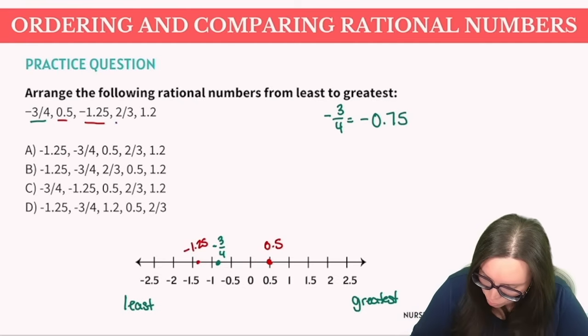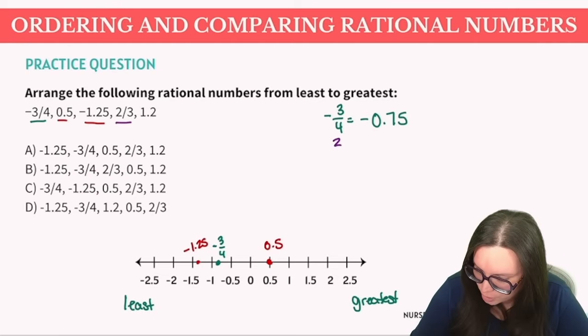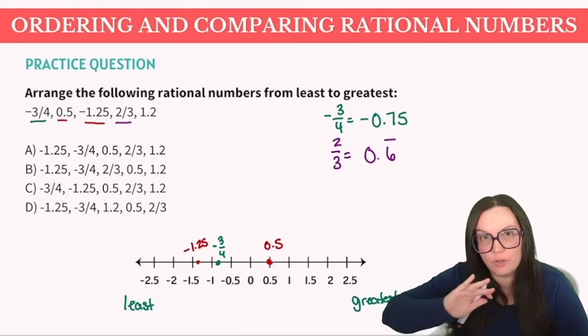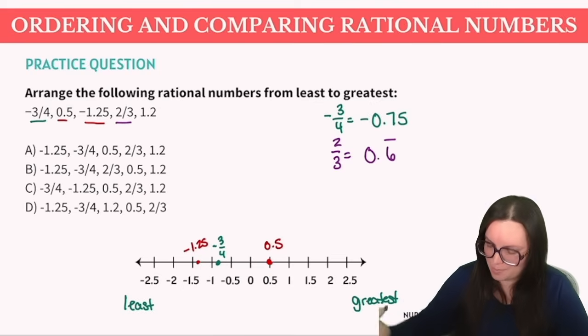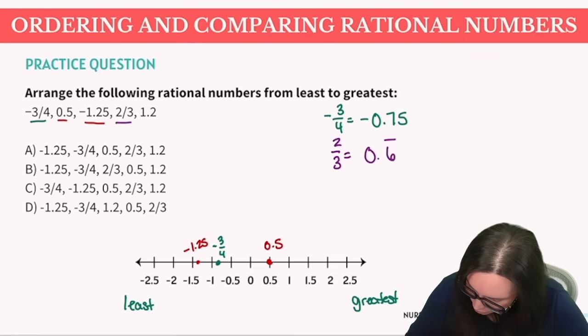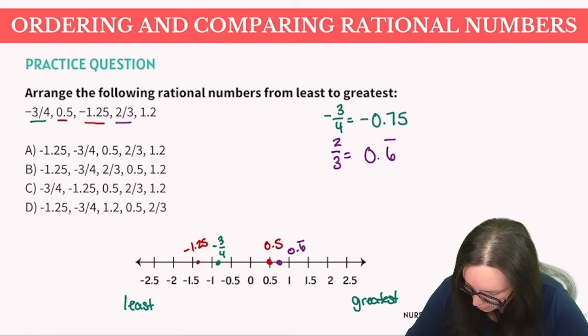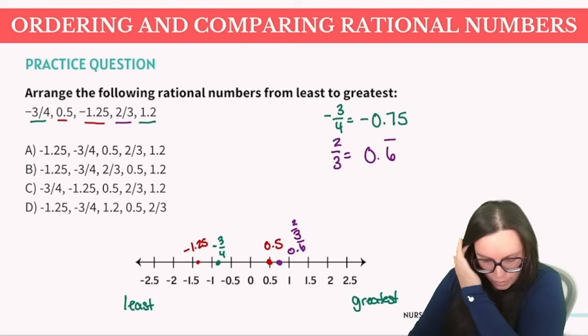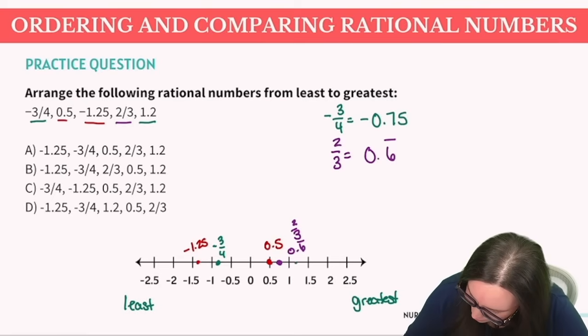Next we have 2/3. As we know, 2 divided by 3 is equal to 0.6 with a bar above it, because it goes on indefinitely with 6 in the same pattern. So 0.6 repeating is just going to be a smidge over here to the right of our 0.5. We'll put 2 over 3. And then lastly, we have the number 1.2. So our 1.2 is going to go right about here.